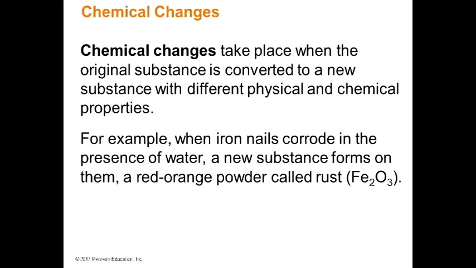Chemical change takes place when an original substance is converted to a new substance with different physical and chemical properties. For example, iron nails corrode, okay, in the presence of water. A new substance forms, a red powder called iron oxide. It's rust. Okay? And in this case, it's iron 3.